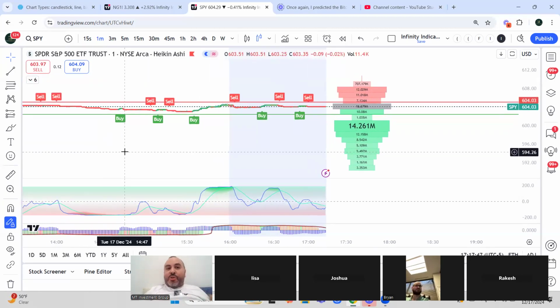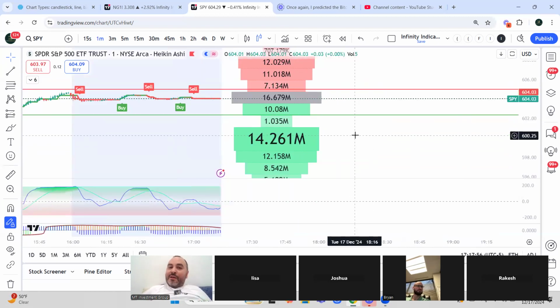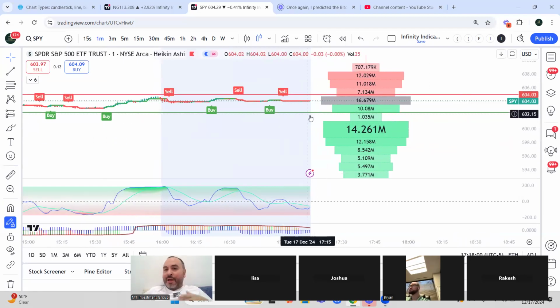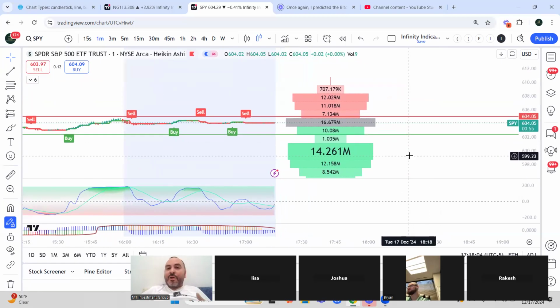So get in the charts. Your best teacher is going to be experience and actually getting in there, using it. And same thing with the volume order book, same thing with the MLMI. So the volume order book is very straightforward.